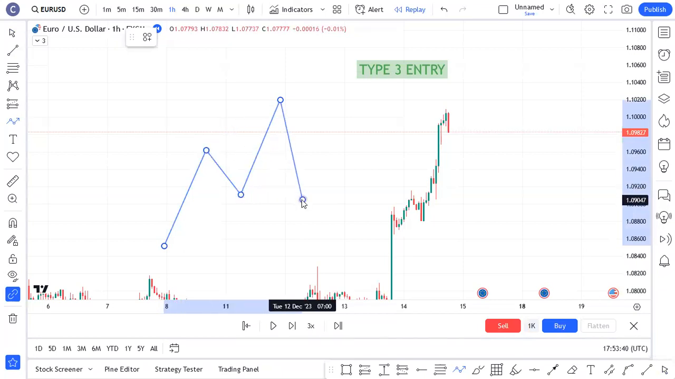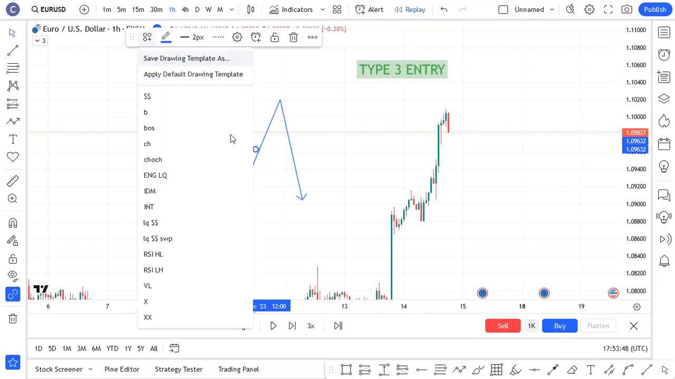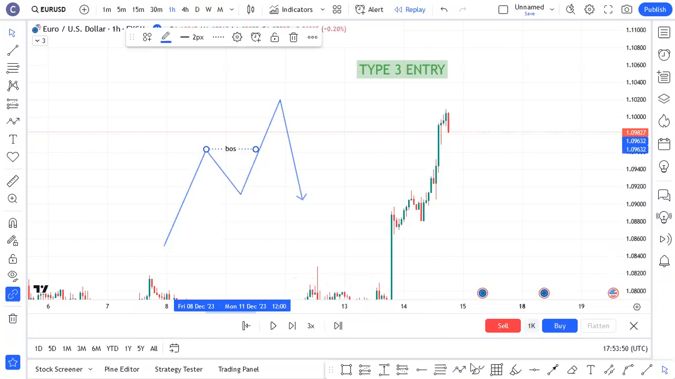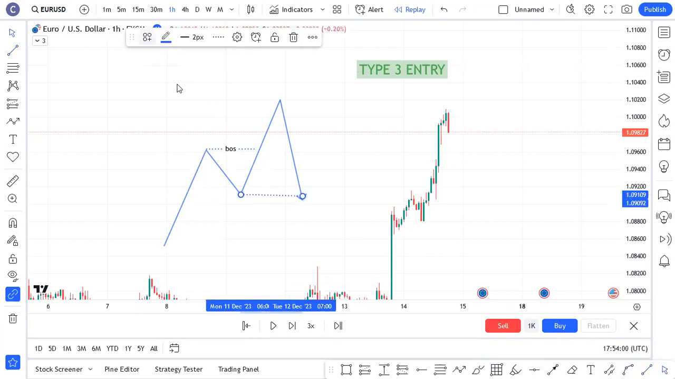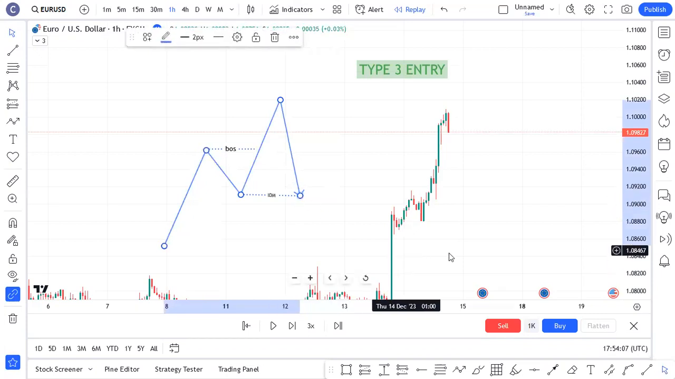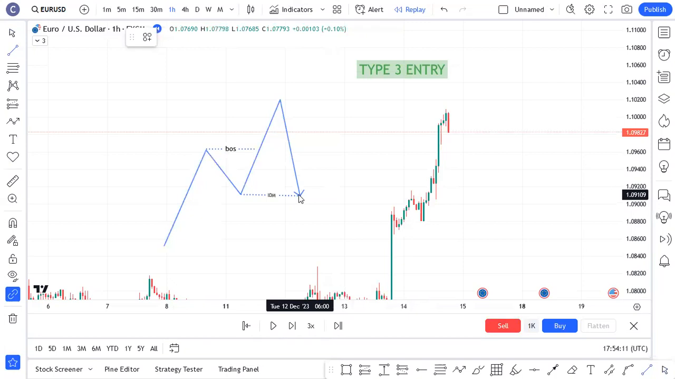So let's say that the market is here, and this is your break of structure. Then the first pullback is your inducement. This is your inducement, and this inducement is just the market happy to sweep. Let's say that it looks something like this.